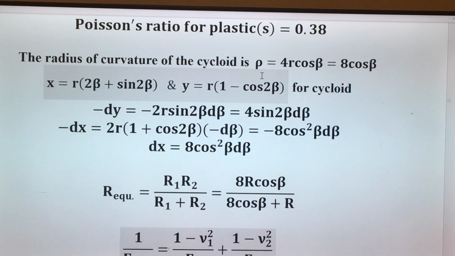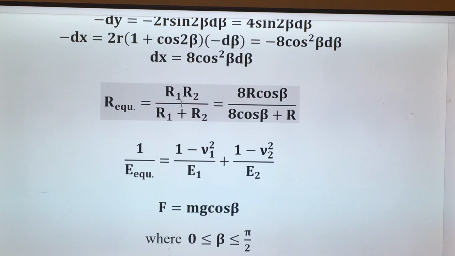The radius of curvature of the cycloid is rho equal to 4r cos beta. R is 2, so 8 cos beta. The equations of the cycloid that I am going to use are x equal to r(2 beta plus sine 2 beta), y equal to r(1 minus cos 2 beta). So you differentiate, you get this. Also, don't forget to put the sign, minus 4 sine 2 beta d beta. So dy is also negative, guys. Why? Because when the ball comes down, the final value is lower. Smaller value minus bigger value will give you minus. So signs are very important, guys. If you make a mistake in signs, then you won't get the right answer. R equivalent is given on Wikipedia under contact mechanics. You can find it. So 8R cos beta.